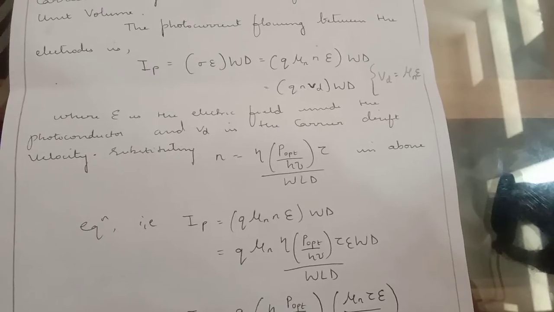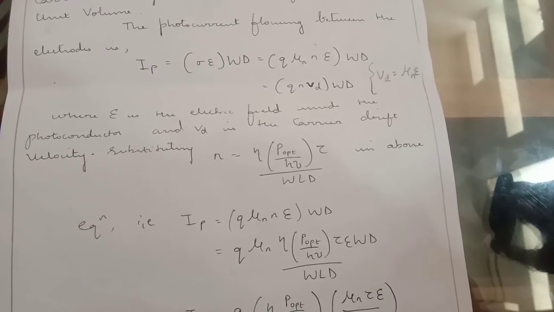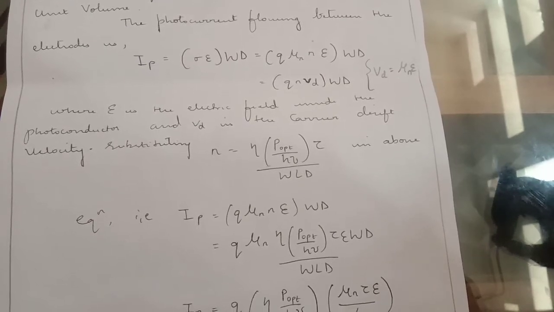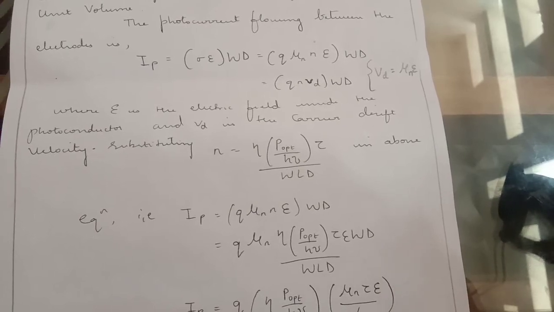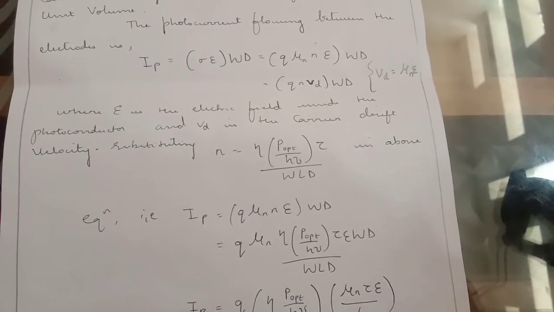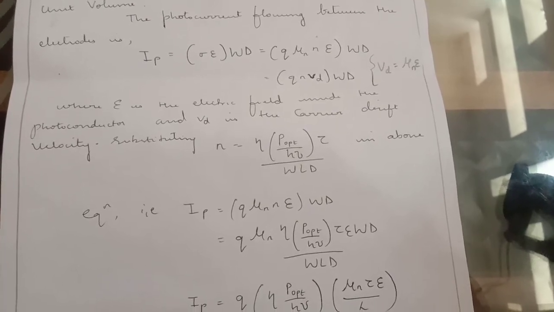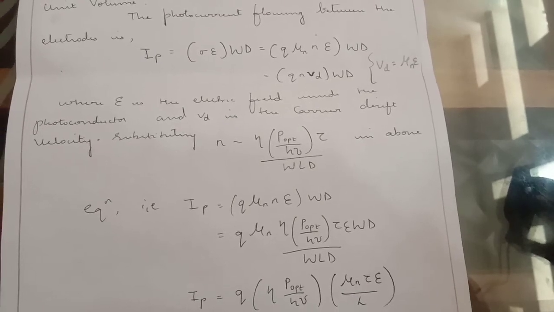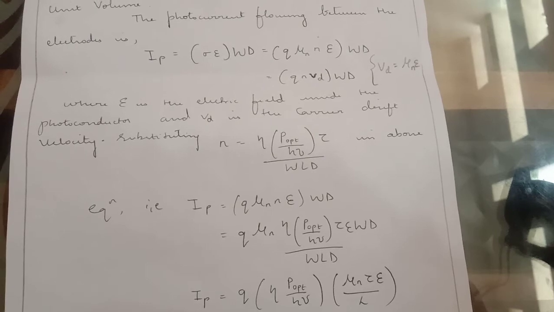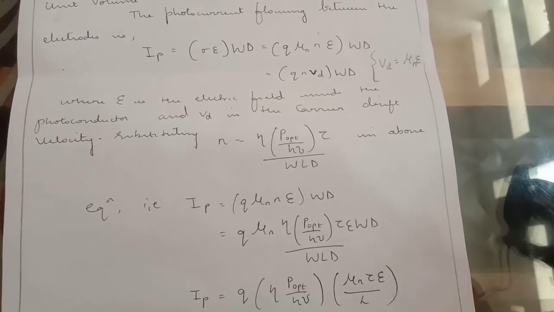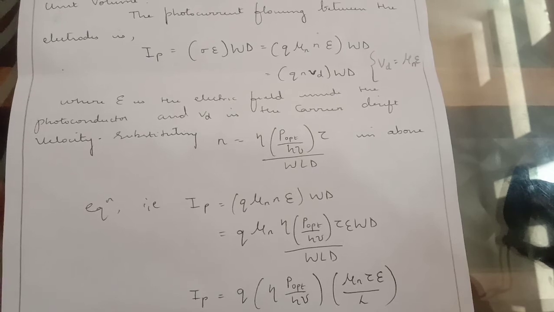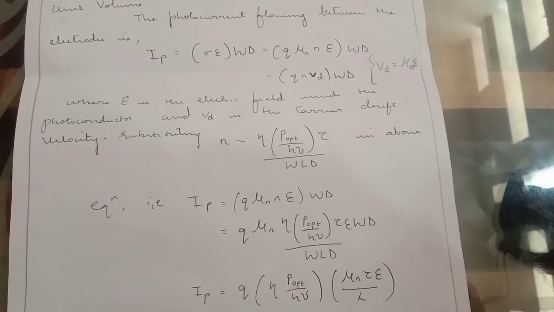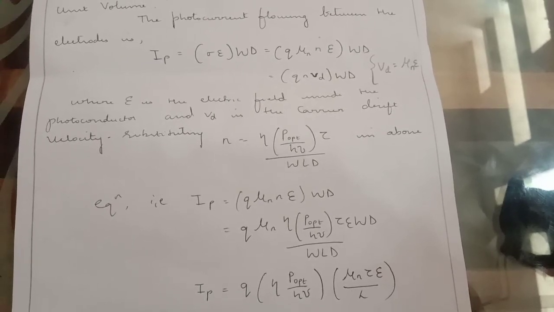We discussed earlier that when electron-hole pairs are generated, it results in an increase in conductivity. Hence current also flows through it. The photocurrent flowing between the electrodes is given by Ip is equal to sigma E into WD. We know that sigma is the conductivity, which for an intrinsic photoconductor is given by q times mu n n plus mu p p. Here we are neglecting the mu p p term because the current is flowing through electrons, not holes. So we are taking only the mobility of electrons and the concentration of electrons.